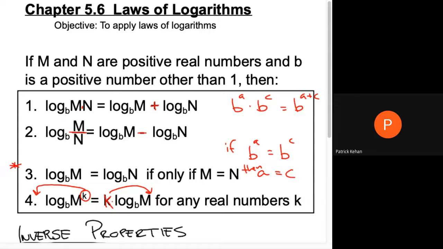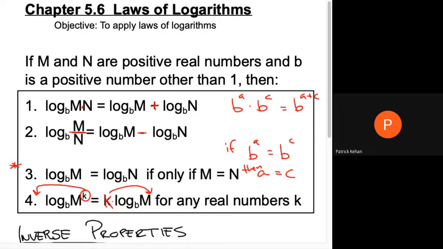Today we are starting section 5.6, which is the laws or rules of logarithms. These are similar to the laws of exponents we learned. A logarithm is an inverse operation of a power, so the properties of exponents that we worked on are the inverse operations for these laws of logarithms. You should be able to relate.